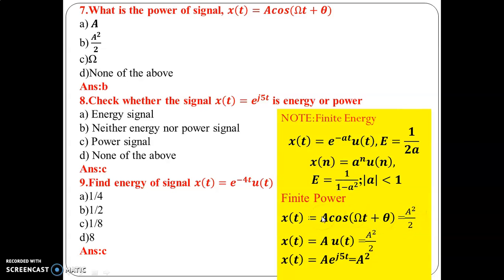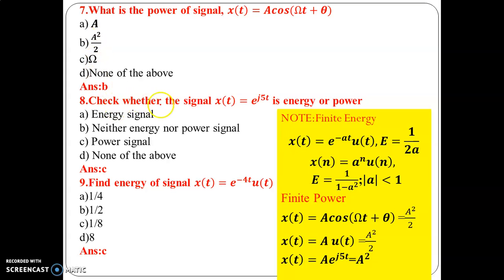Now, see, if x of t is equal to a cos omega t plus theta, the value of power is a square by 2. Actually, it's a hint. While finding the value of power using the relevant formula, you will get the same answer. You can check it out. So for this signal, the value of power is a square by 2 according to this formula. So the correct option is option B.